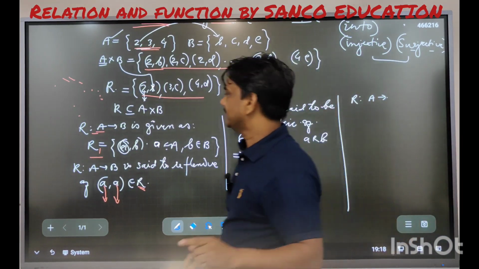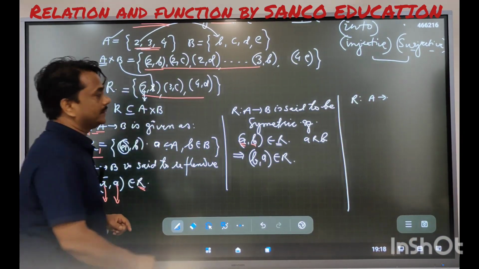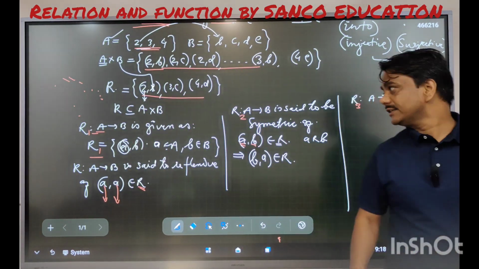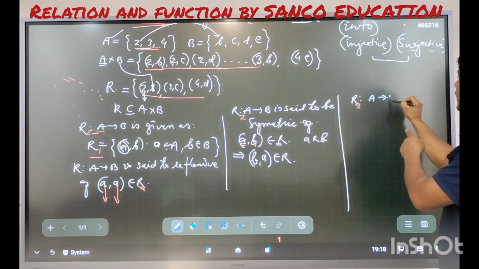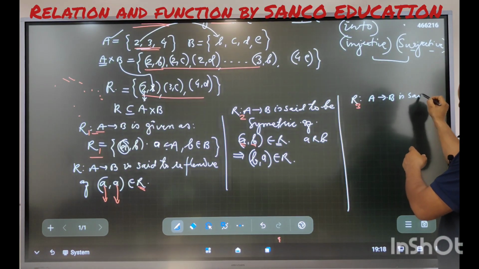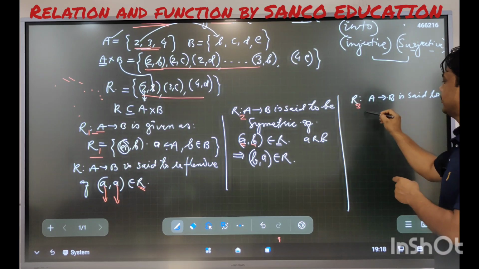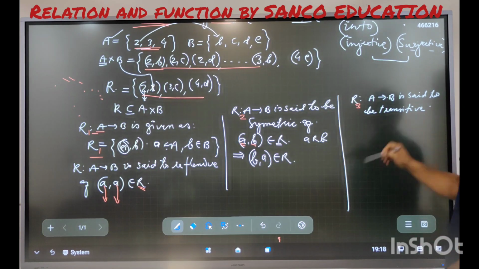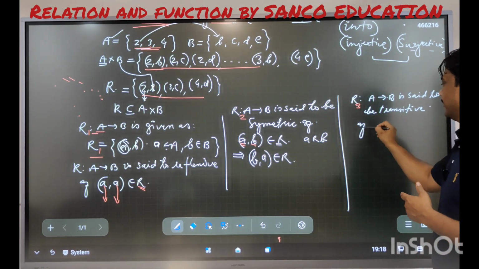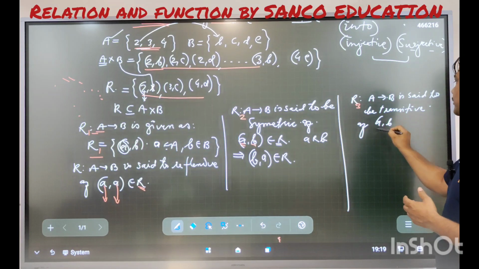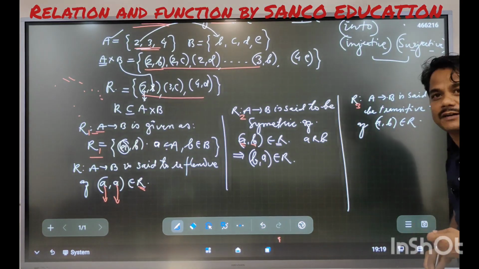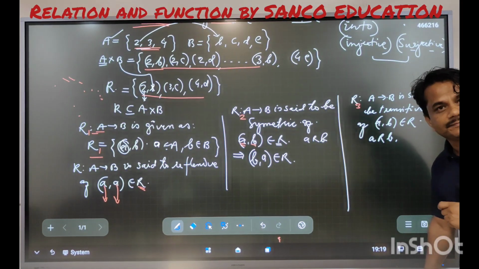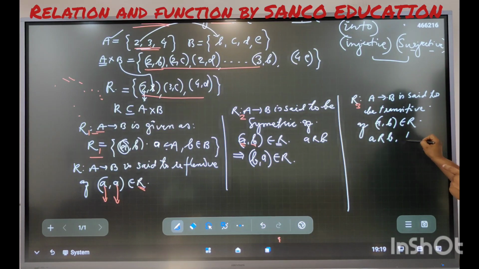Here we are giving the name. Suppose this is R1 relation, this is R2 relation, and this is R3 relation we are taking. R3, a relation from A to B, is said to be transitive if AB belongs to R. What is the meaning of AB belongs to R? It means under that relation A is related with B.